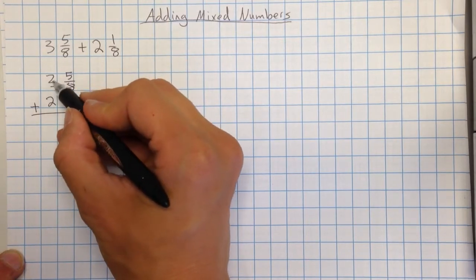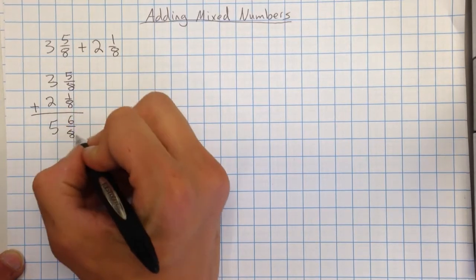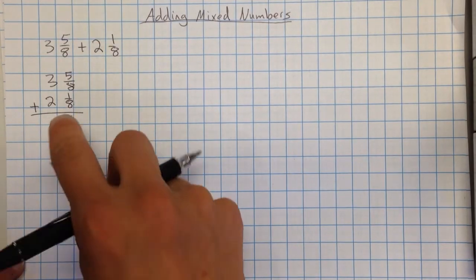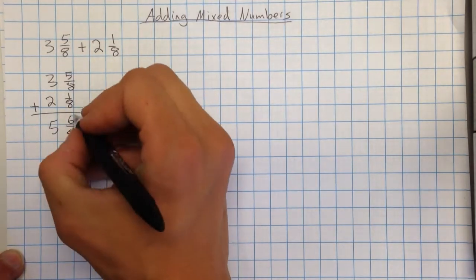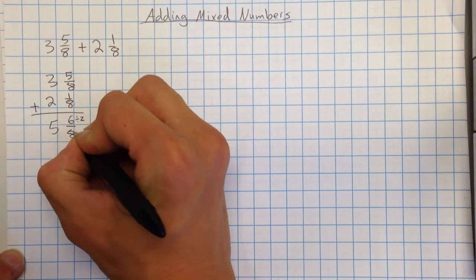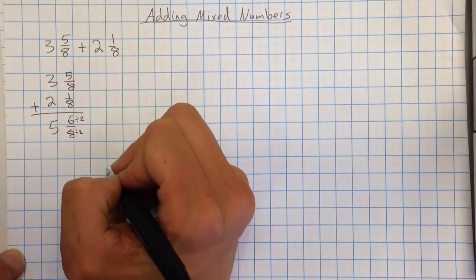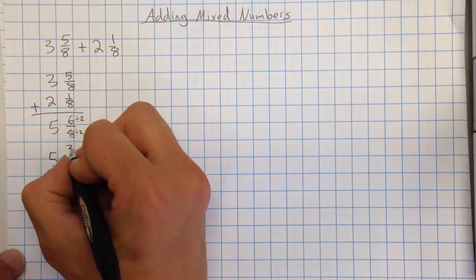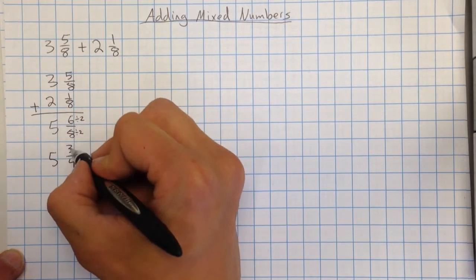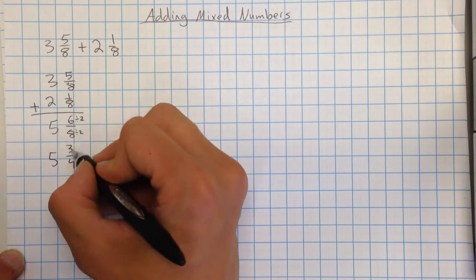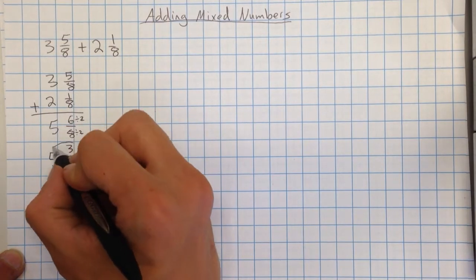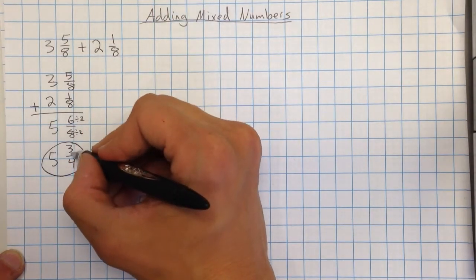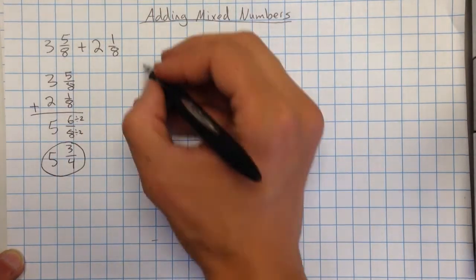And then I add the whole numbers. 3 plus 2 gives me 5. So I have 5 and 6/8. Now I always want to simplify. If I look at this fraction right here, 6/8, I can divide the numerator by 2 and the denominator by 2. And so I could rewrite that as 5 and 3/4. Again, I got the 3 by dividing 6 by 2 and the 4 by dividing 8 by 2. That's just simplifying. 6/8 is equivalent to 3/4, so 5 and 3/4 would be our answer.